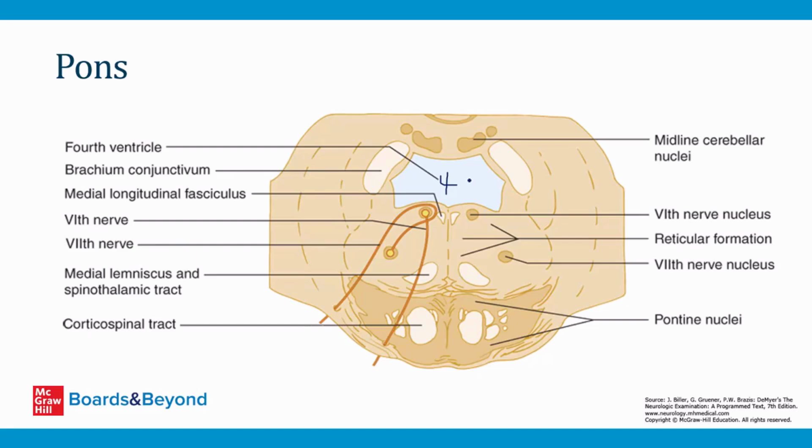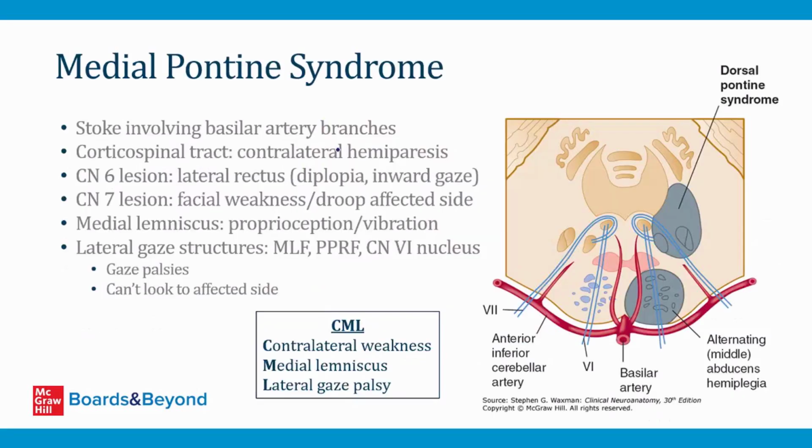You have to be able to find the major structures, and they're all shown here and also on the last slide. Okay, so now let's talk about some stroke syndromes involving the pons. You can broadly divide stroke syndromes of the brainstem and the pons into those that involve medial structures and those that involve lateral structures. I'll start by talking about what a medial pontine syndrome looks like.